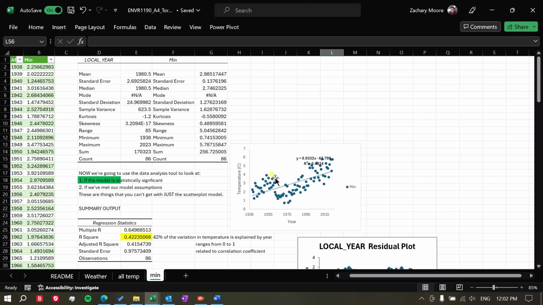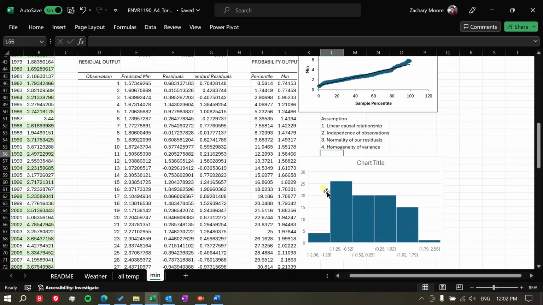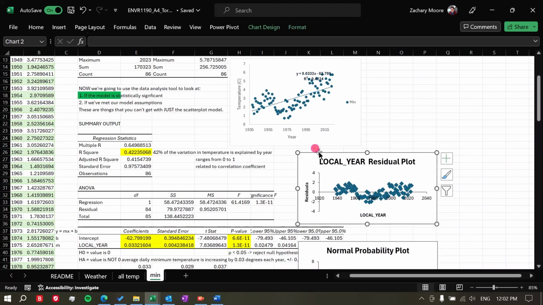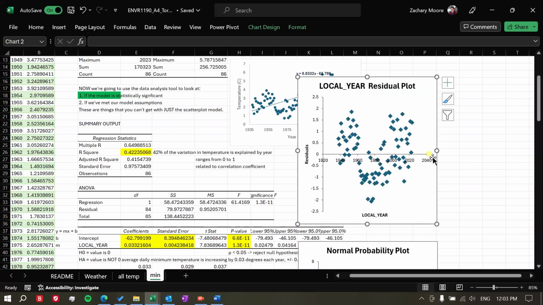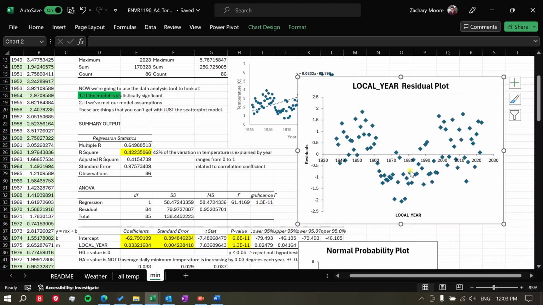And we can see that we don't really have a lot of data here, and we're kind of missing this chunk here. And that's because of that weird cyclic nature that we're getting to our data around the 1960s. And so we can already see that we have a little bit of weirdness going on with our variance. And the way that we can also check that out is this local year residual plot.